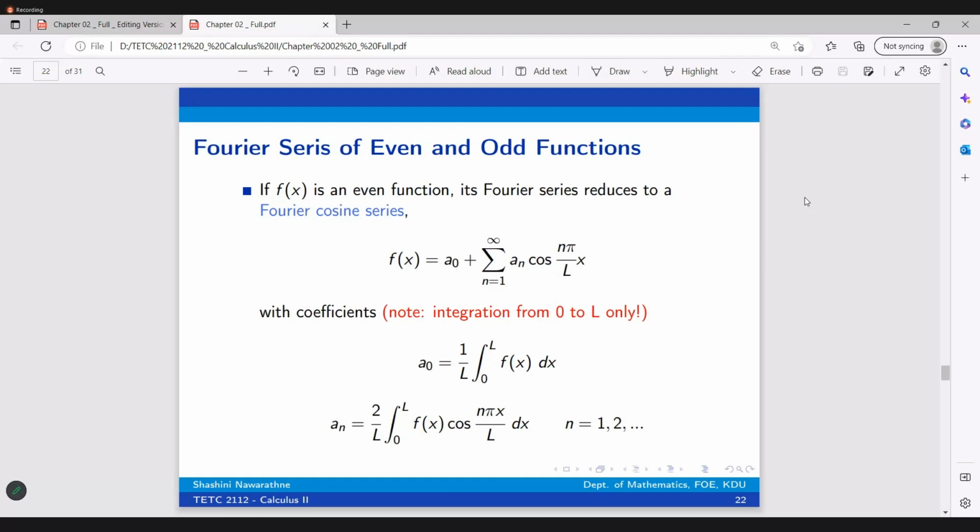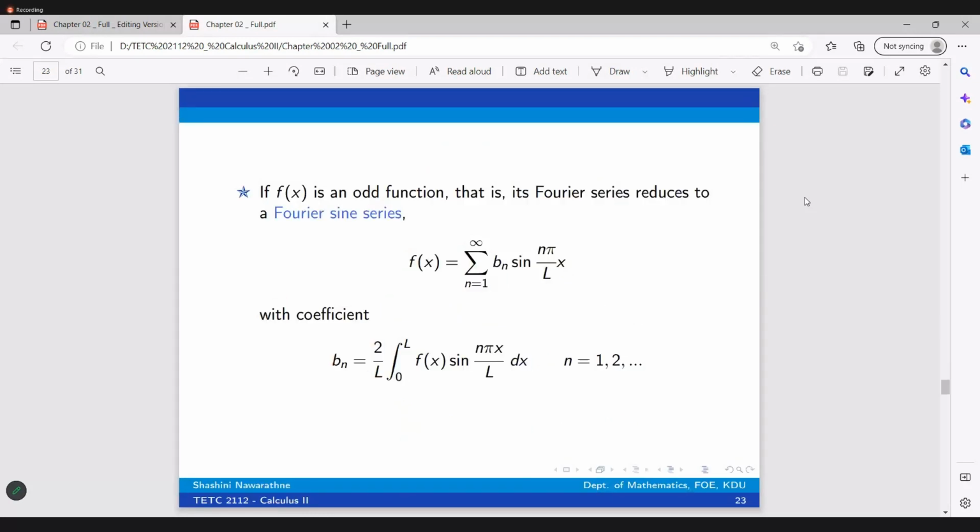Similarly, if the function is an odd function, we don't need to consider the coefficients a0 and an. We only consider the coefficient bn, and we can use the formula 2 over l, integration from 0 to l of f of x sin n pi x over l dx. I am not going to ask questions from this part in the mid-semester or the end semester. I just need to explain why you need to know odd and even functions, because we need them in the next chapter.